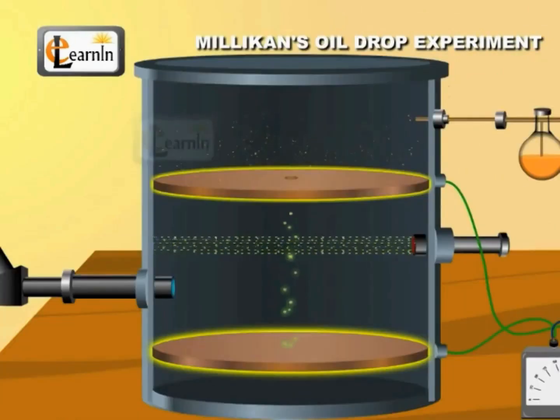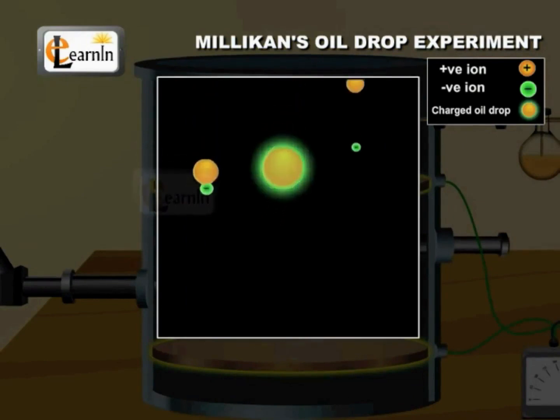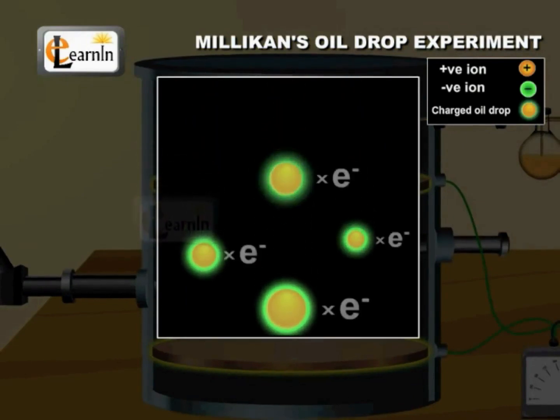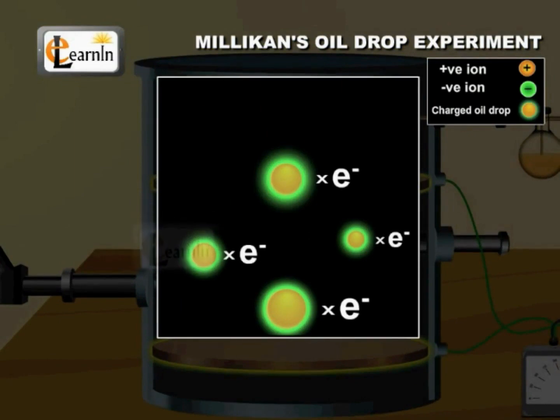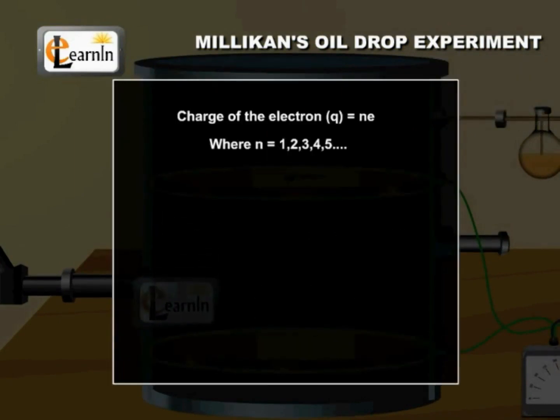With this experiment, he observed that the magnitude of electrical charge Q on the droplets is always a multiple of electrical charge e. That is, Q is equal to n e, where n is equal to 1, 2, 3, and so on. And the value that Millikan was able to find for e was negative 1.60 times 10 to the negative 19th coulombs. He won the Nobel Prize for Physics for his oil drop experiment.